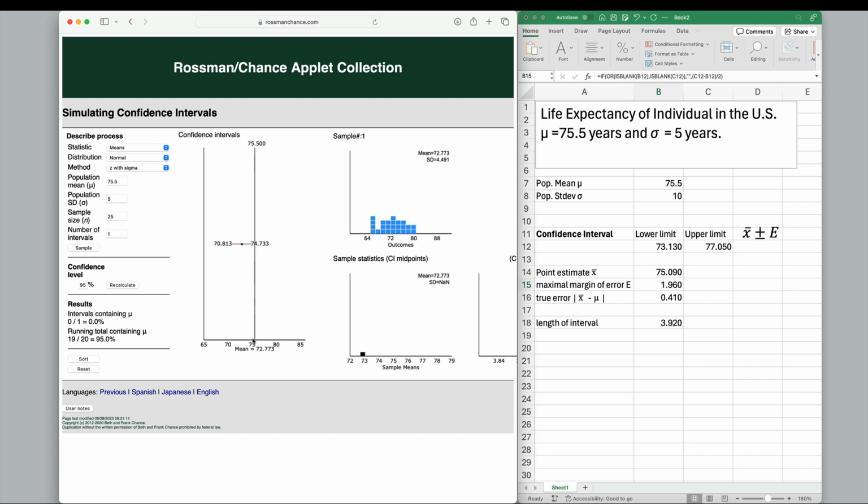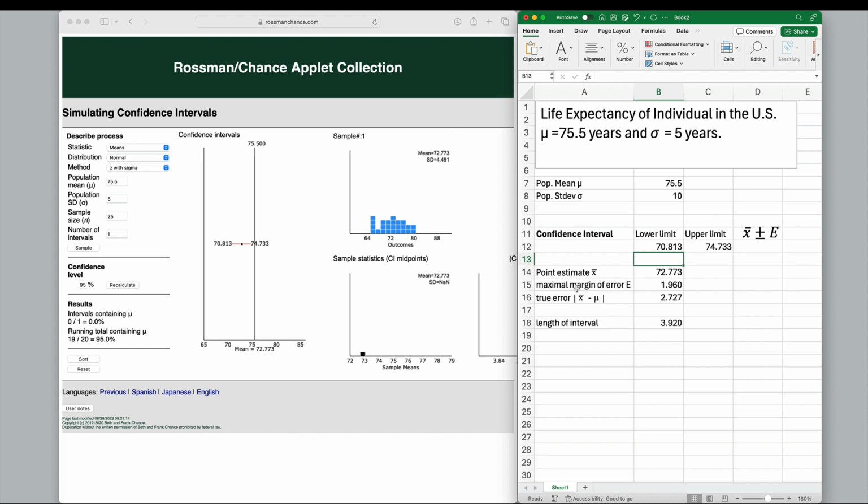Right? We see that it does not contain the true value of the mean. It's to the left of it, which means our upper limit is smaller than that. Okay, so when we punch in our lower limit here, we're going to get 70.813 and 74.733. I get a point estimate of 72.73. That's like before, that's true.